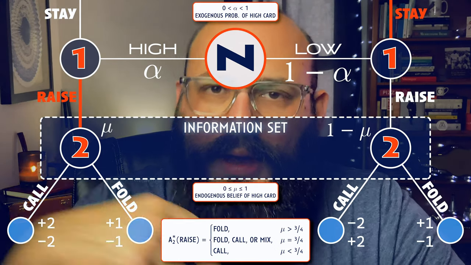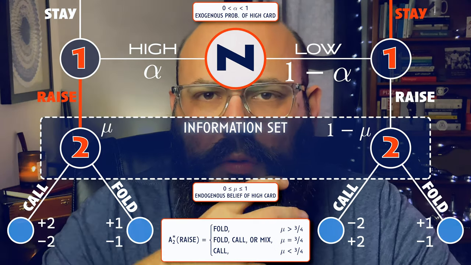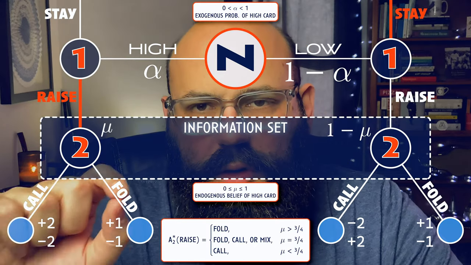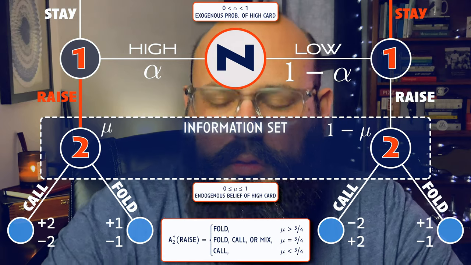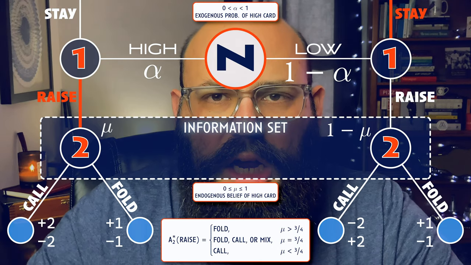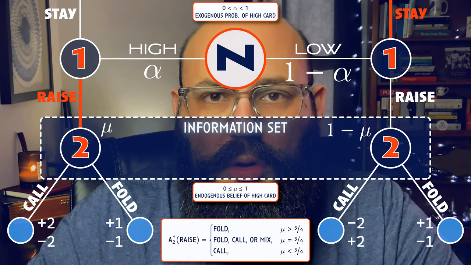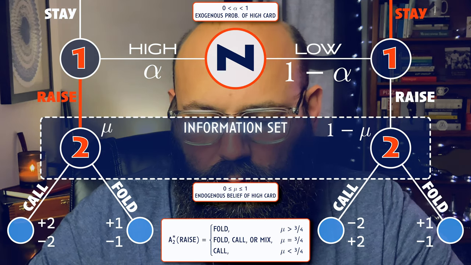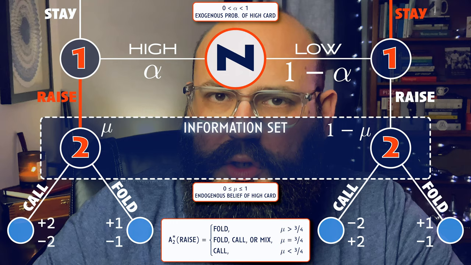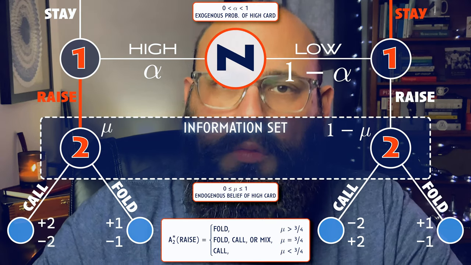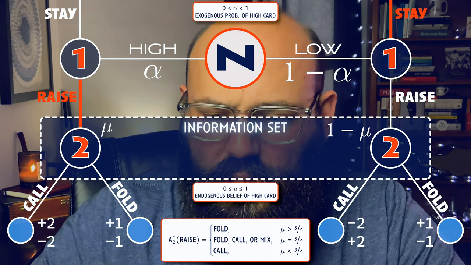Let's say that I knew that. I'm player two. Let's say that I knew that that's what you were doing. What beliefs should I have about the probability that you have a high card? So if I knew that the high type of you was raising and the low type of you was staying, and I saw you raise, what inferences should I draw about your type? Pause the video. What inferences should I be able to draw?